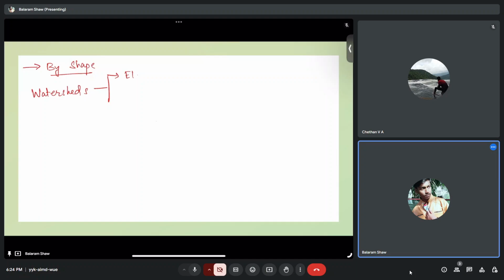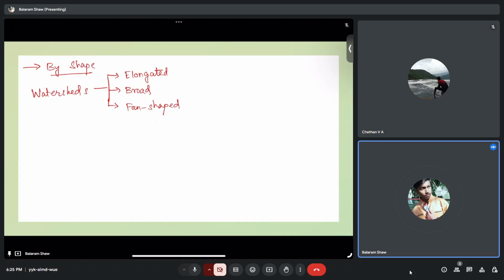Before this lecture also, we have seen several watersheds based on the shape. Can you tell me any different watershed which we have studied before this lecture based on the shape? See, I wrote one only, right? So it can be a fan-shaped watershed. It can be broad leaf-like structures, or it can be elongated.